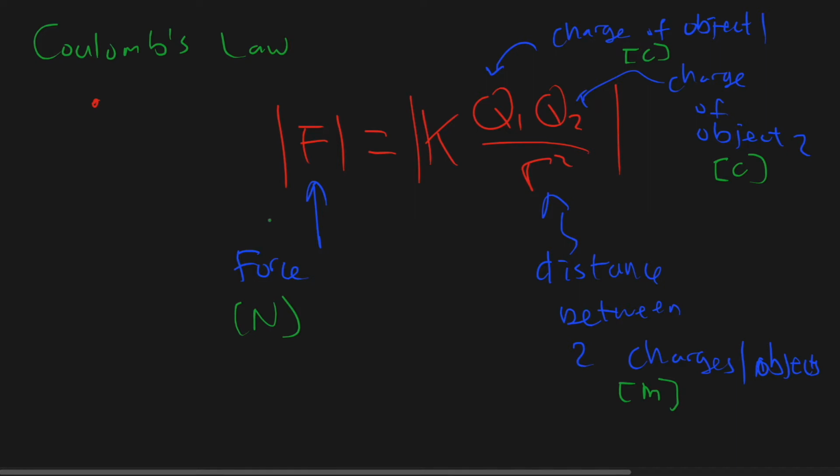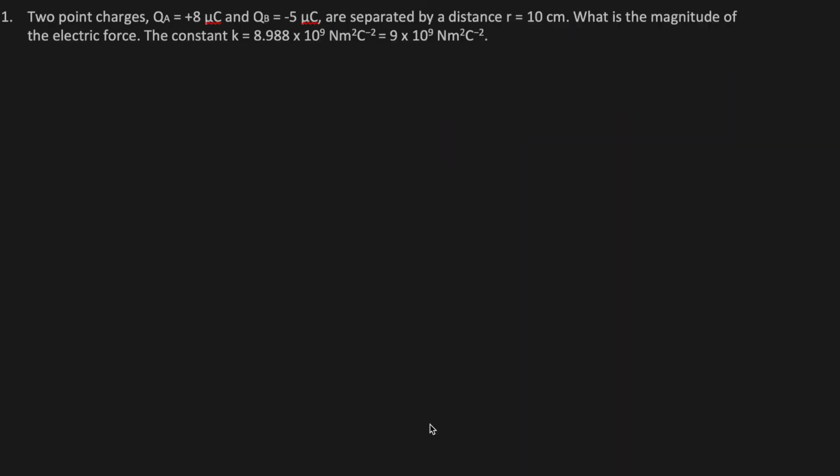So now let's do some basic physics problems. QA is positive 8 microcoulombs and QB is equal to negative 5 microcoulombs, separated by a distance r equal to 10 centimeters. What is the magnitude of the electric force? The constant k is equal to 9 times 10 to the 9th power. From Coulomb's law, the magnitude of the electric force is equal to k times QA times QB over r squared, where r is the distance between the two charges.